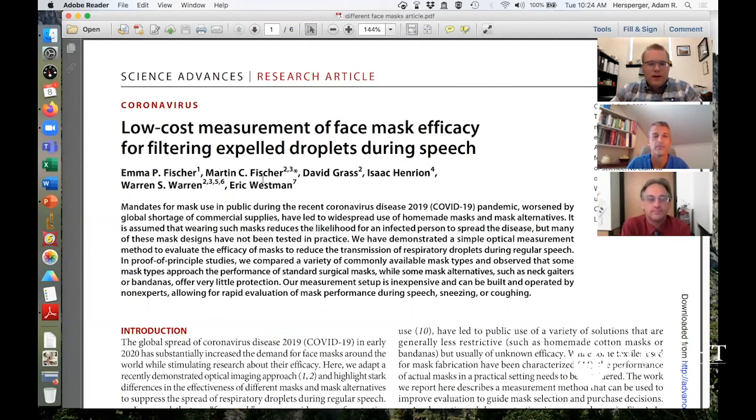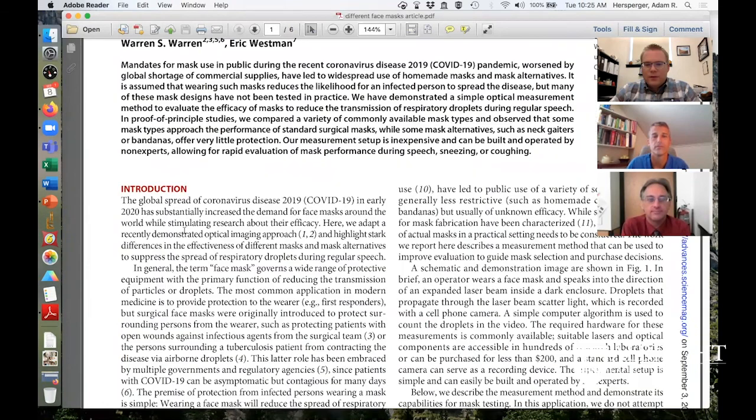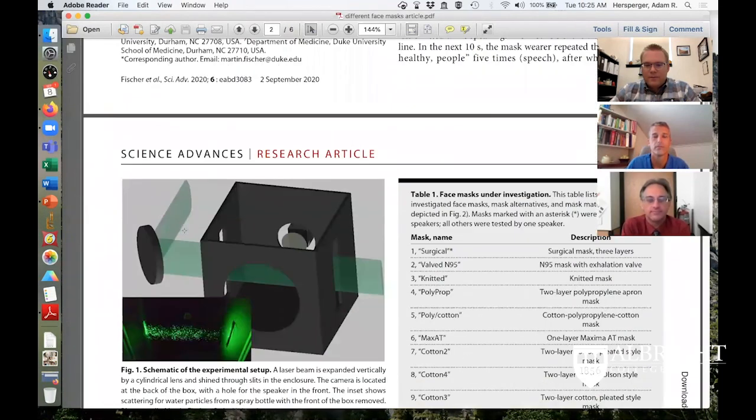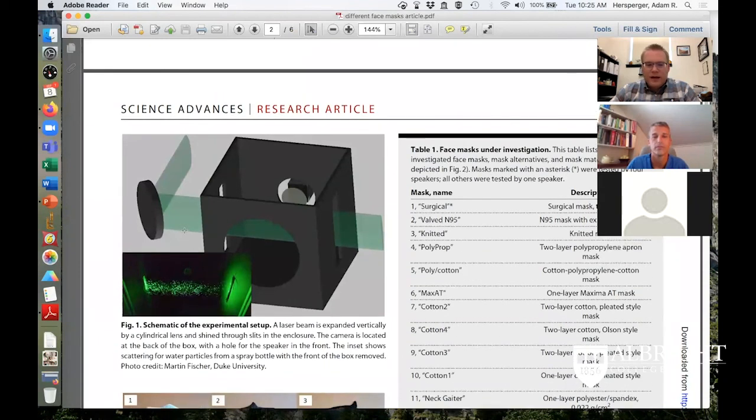The title is Low-Cost Measurement of Face Mask Efficacy for Filtering Expelled Droplets During Speech. This is from the senior researcher, Eric Westman. Brian, I'm just going to scroll down here. My understanding is they used some sort of iPhone-based method of taking pictures. Can you walk us through the experimental design?